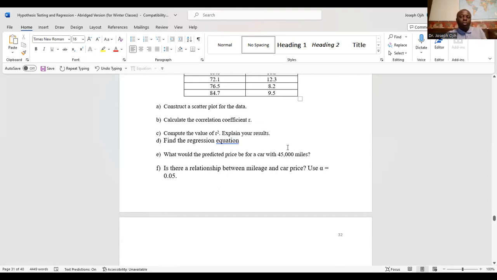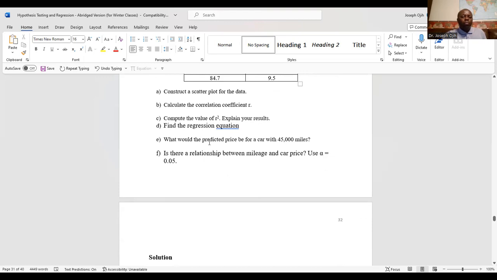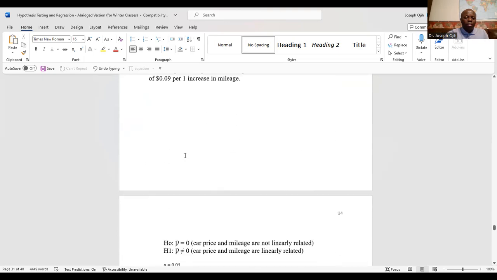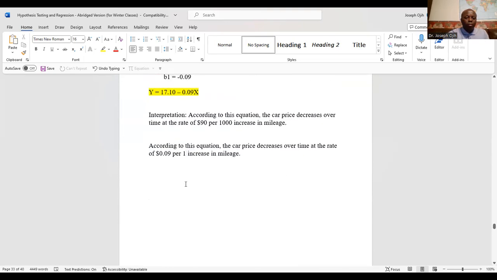But when you write the interpretation, you write it as the complete thousand. So you say, what would the predicted price be for a car with 45,000 miles? I'm going to write X equals 45. So that's part E. If X is 45,000, that's part E.